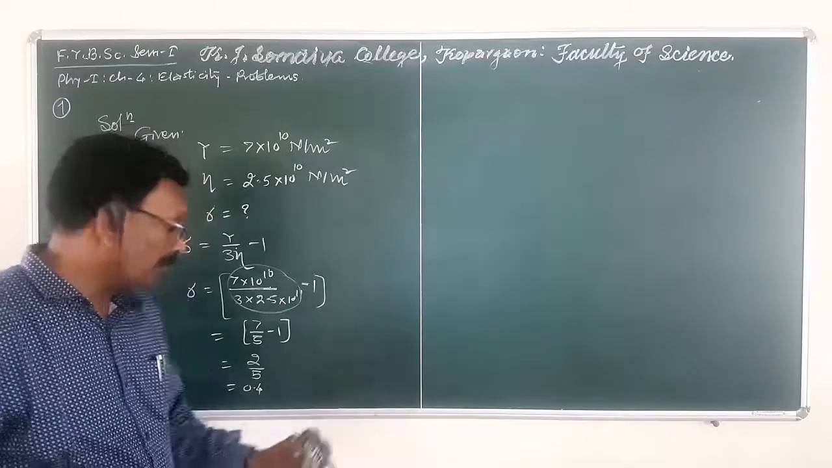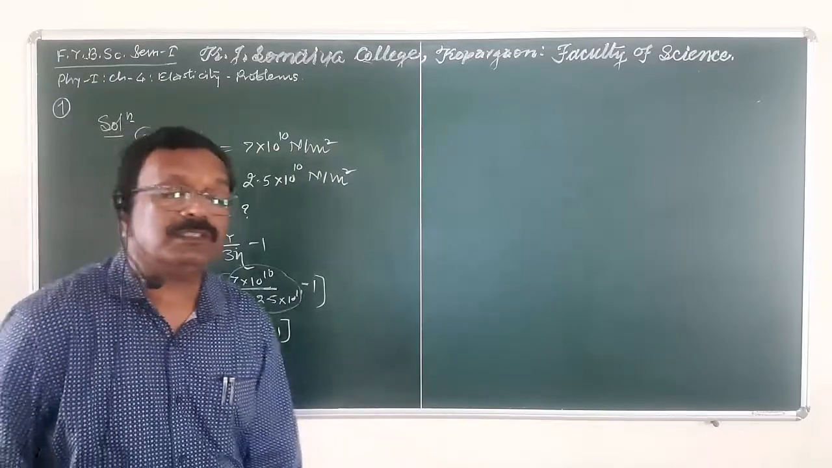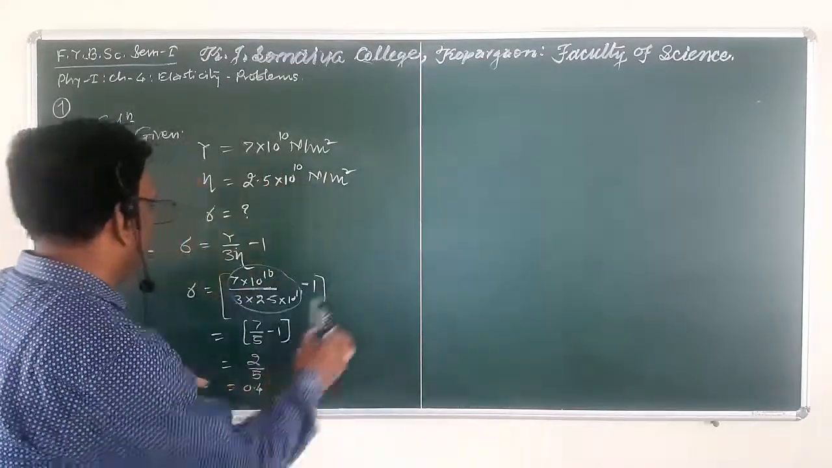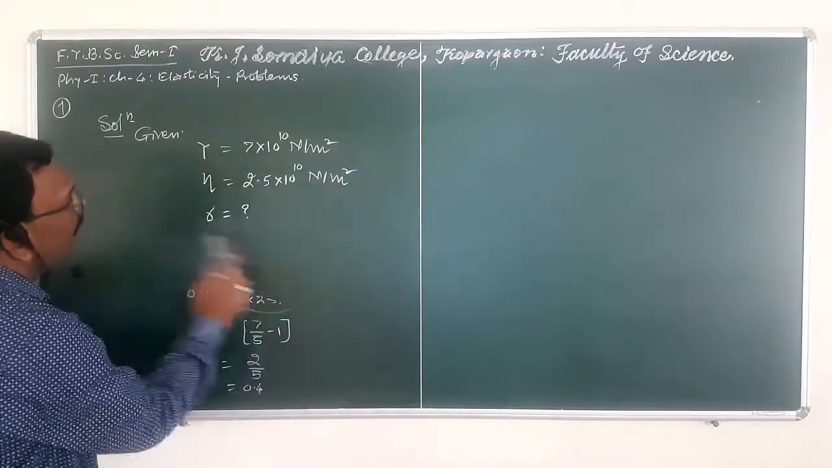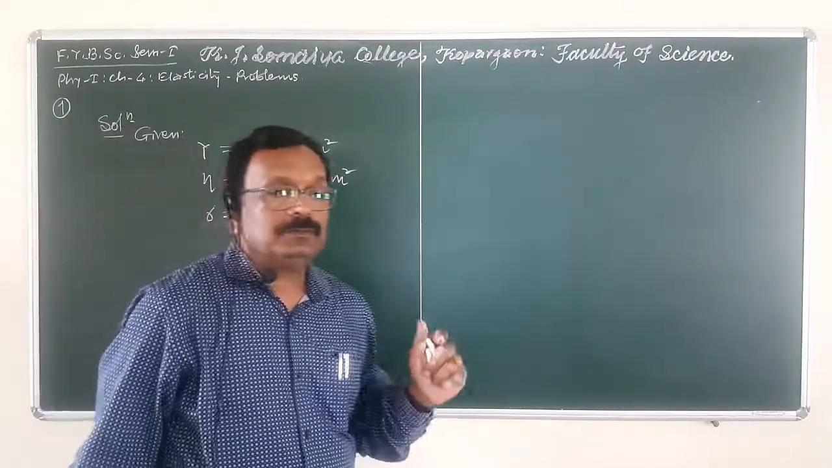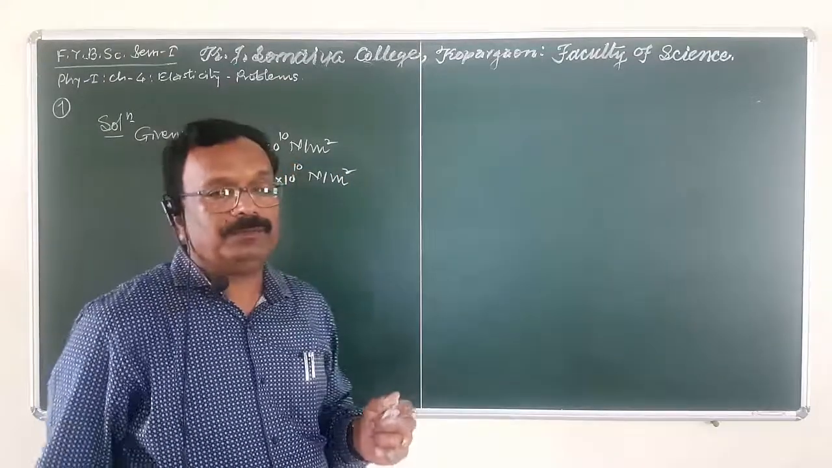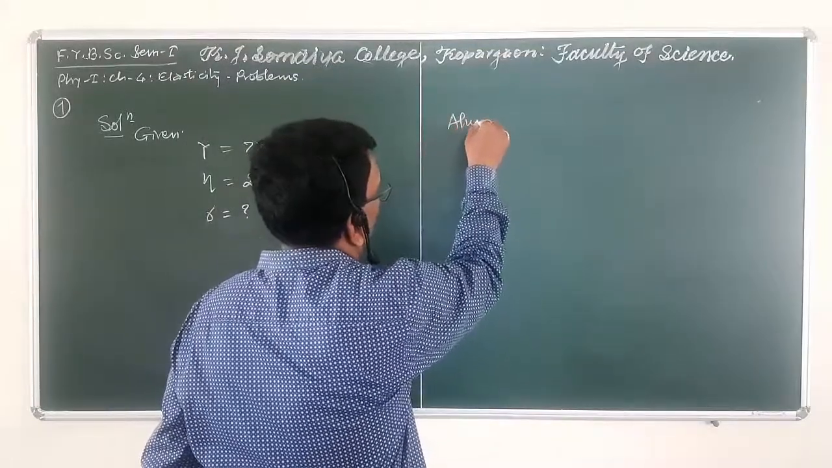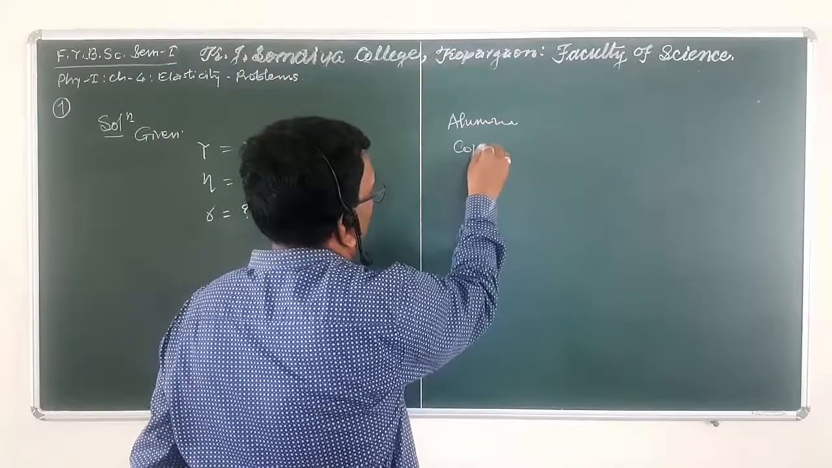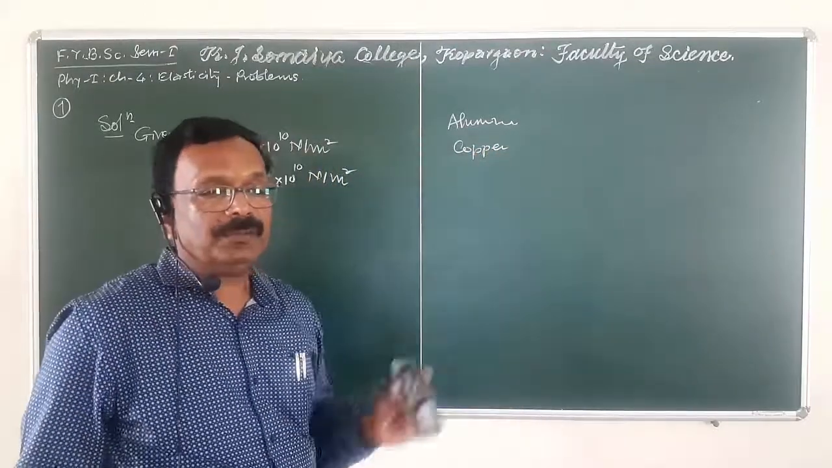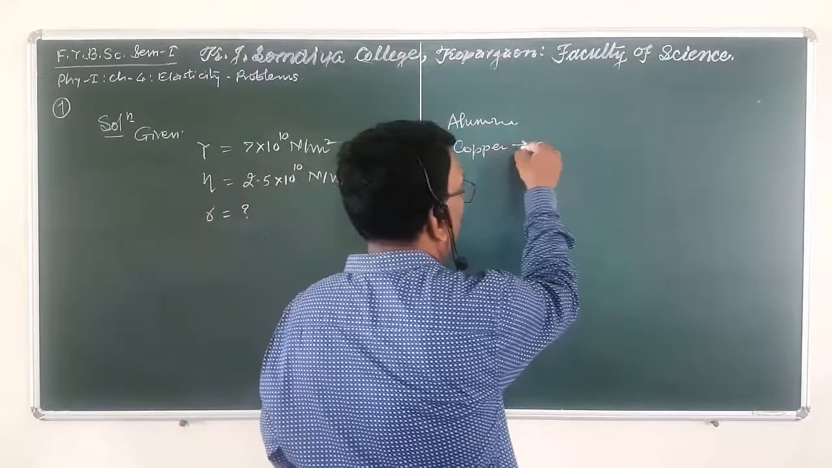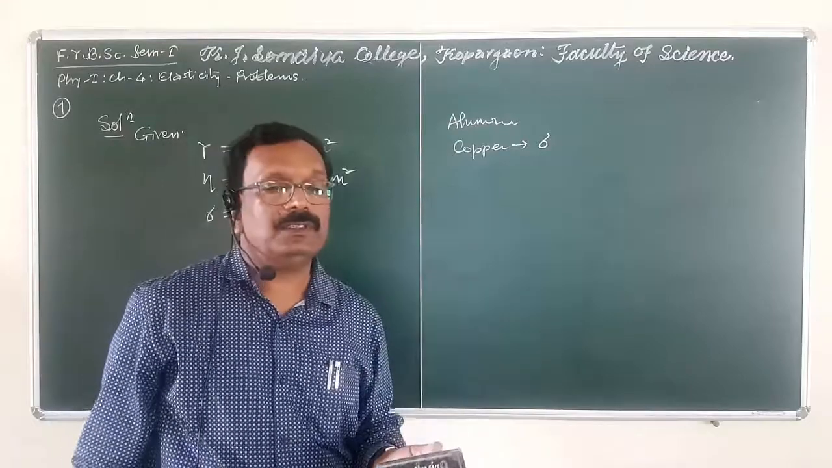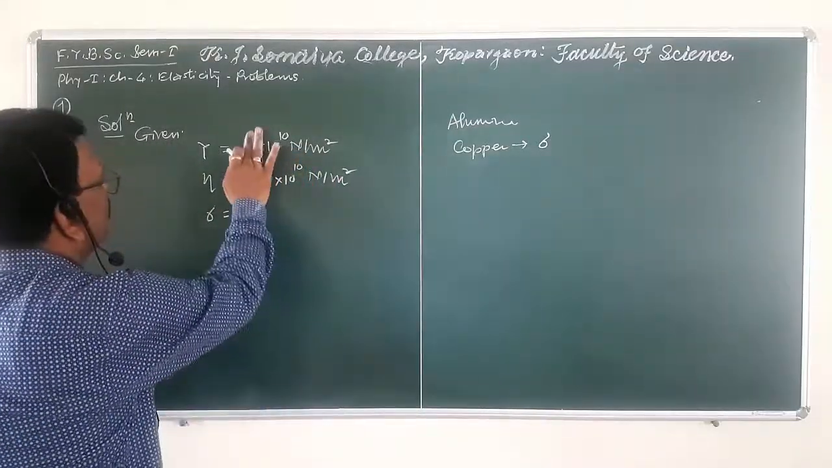What is the unit? There is no unit, because again Poisson's ratio is a pure number. It is a dimensionless and unitless quantity. Okay, very simple problem. This first one was for aluminum. Now the second one is copper. In the second problem for copper, we also have to find the value of sigma, that is Poisson's ratio for copper, and for that purpose we have two quantities.